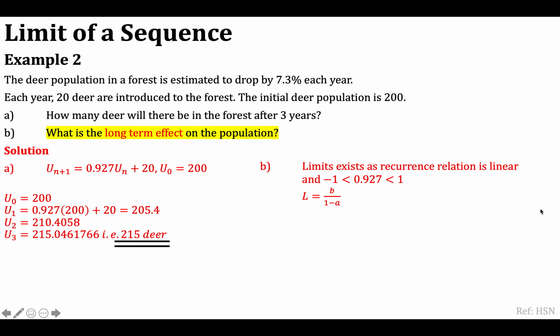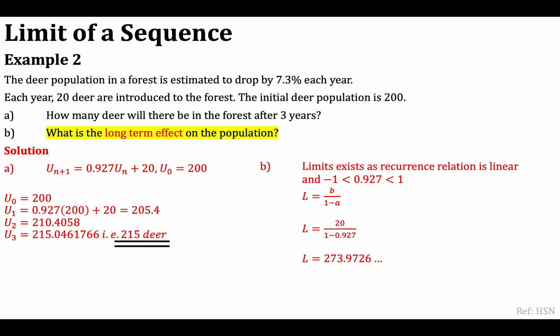So the formula, the limit is equal to b over 1 minus a. B in this case is 20 and a was 0.927. So the limit is equal to 20 over 1 minus 0.927. And putting that into your calculator gets you 273.9726. That decimal goes on for a while.